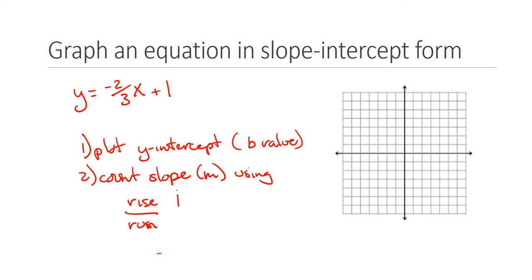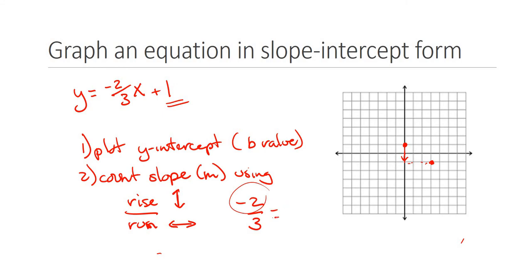And let me clarify, rise is our up and down direction, run is our right and left. So even though it says rise, if that top number is negative, we're going to go down. So let's look back at our equation. +1 is my y-intercept, and my slope is -2/3. So my rise, or my up and down direction, is down 2, and then I need to go +3. So down 2 to the right 3.